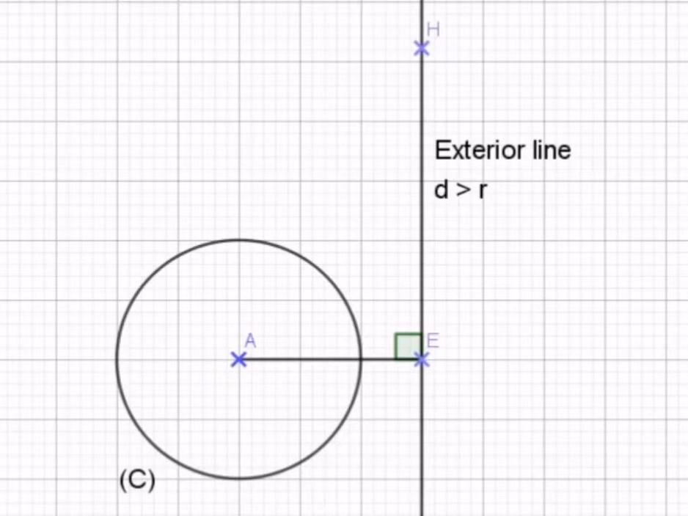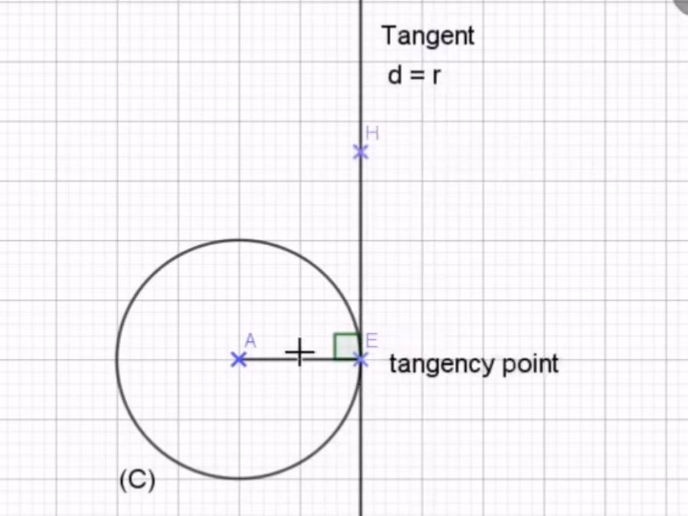What if the distance is equal to the radius? If the distance AE is equal to the radius, then the line is said to be the tangent, and it touches the circle at one point called the tangency point. It is where the 90 degrees relies.